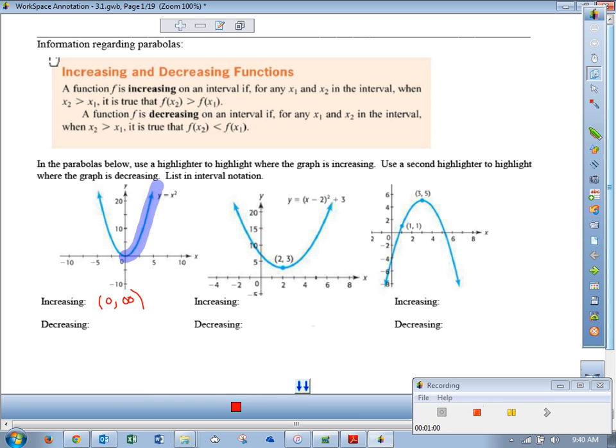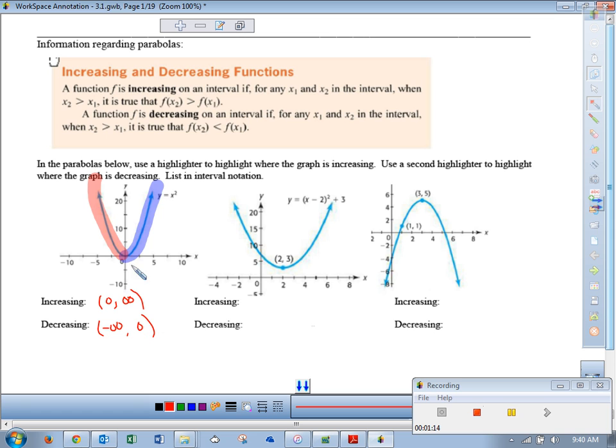Where is it decreasing? Different color. Doesn't it decrease from there to there? Right? Isn't that where that graph was going down at? So reading from left to right, it went from negative infinity up to 0. And 0 again does not count because it's neither increasing nor decreasing at that particular point. Cool? So let's do that on this guy.